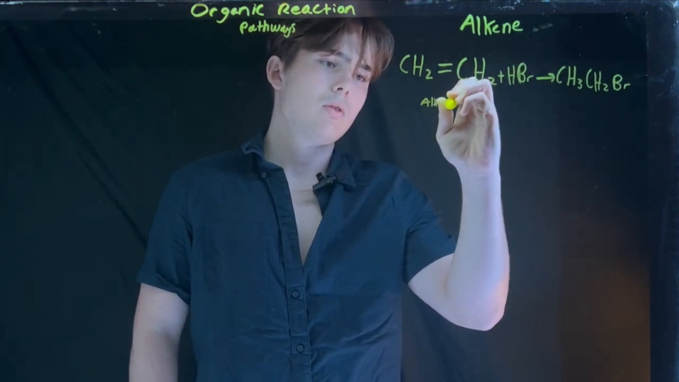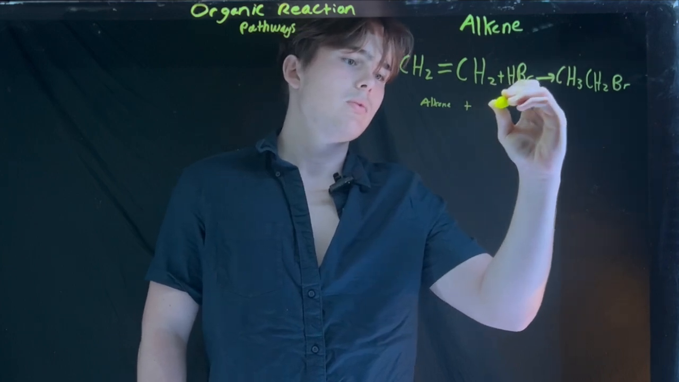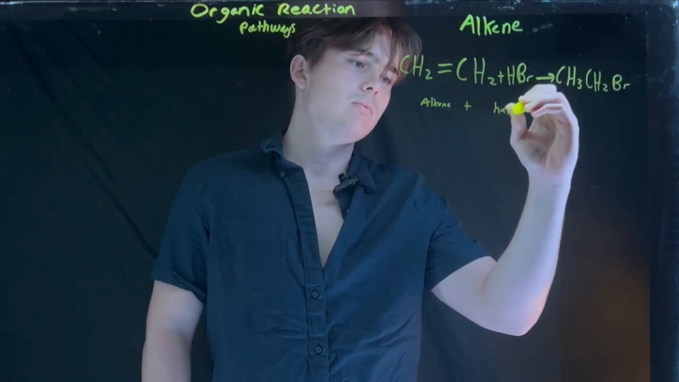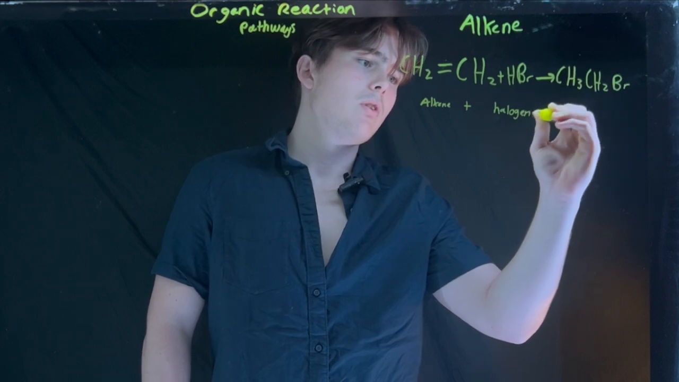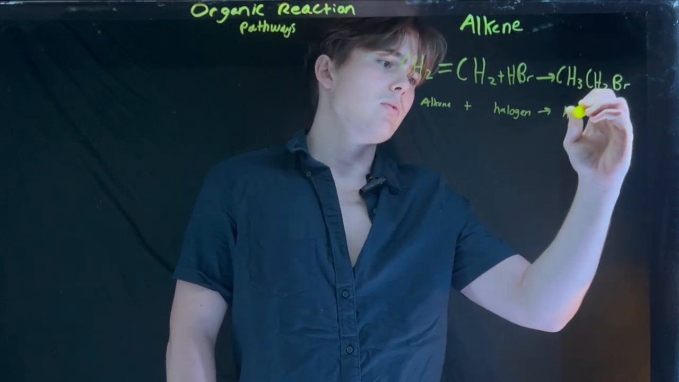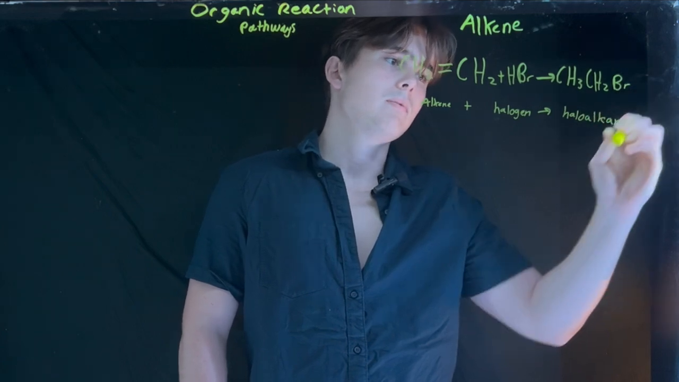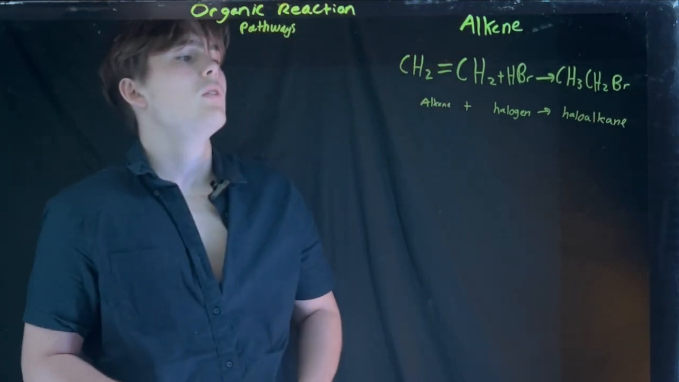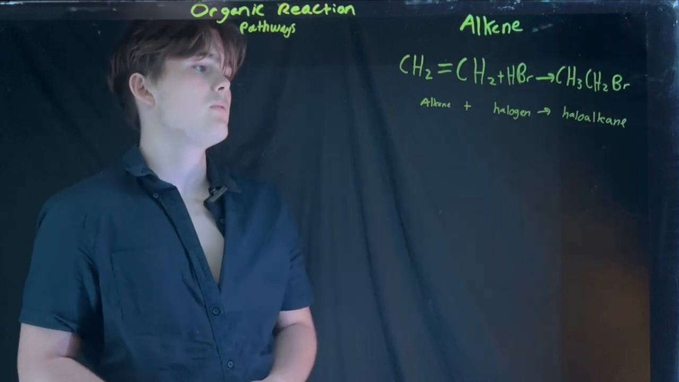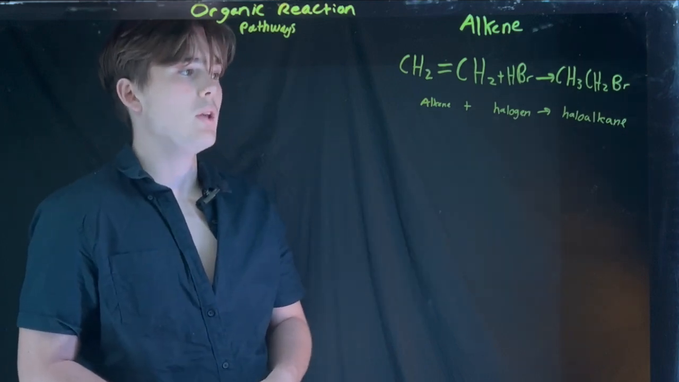So we've got alkene plus halogen produces haloalkane. Right? Alkene plus halogen produces haloalkane.